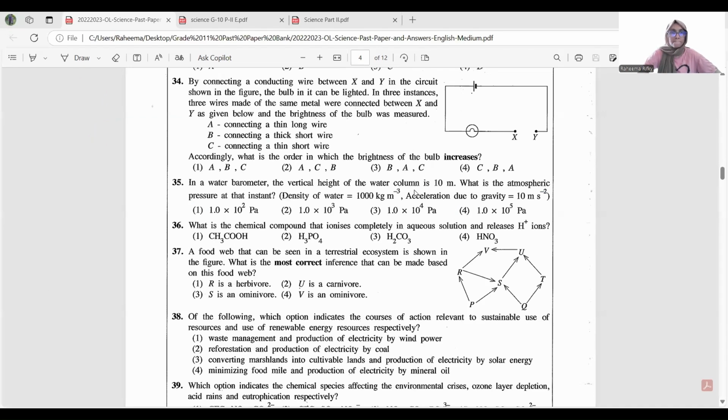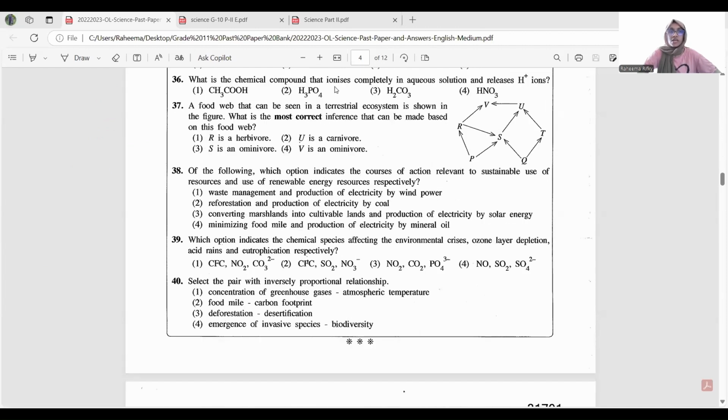Right, 36. What is a chemical compound that ionizes completely, not incompletely, in aqueous solution and releases H+ ions? You know, H+ ions are released by acids. You can see all four are acids, so we have to check which compound releases H+ ions completely, because we know weak acids break down incompletely, but strong acids break down completely. The first one, acetic acid CH3COOH, is a weak acid, so it's incomplete. Phosphoric acid is also a weak acid and releases H+ ions incompletely, and carbonic acid is also a weak acid. So here we get the fourth one as the answer, because HNO3 is a strong acid and it is completely breaking up. So that's an easy one.